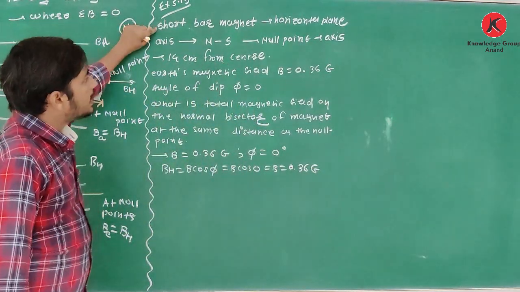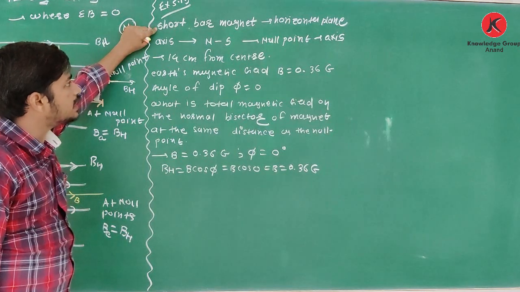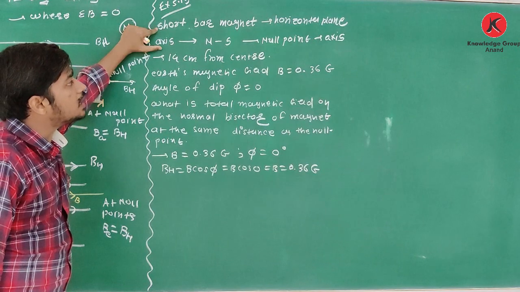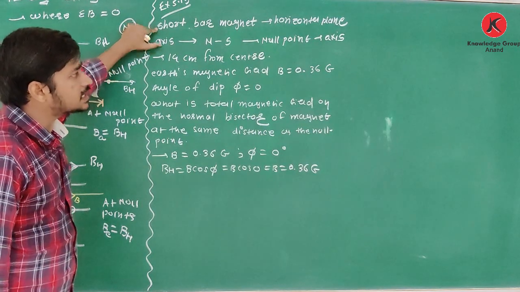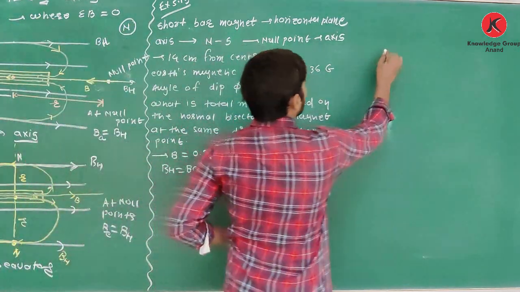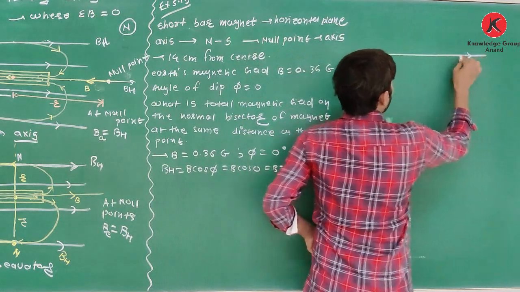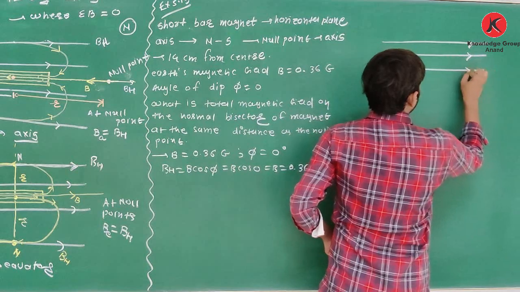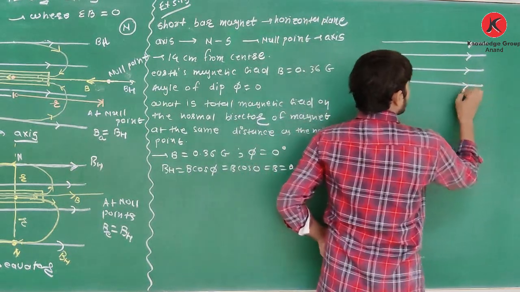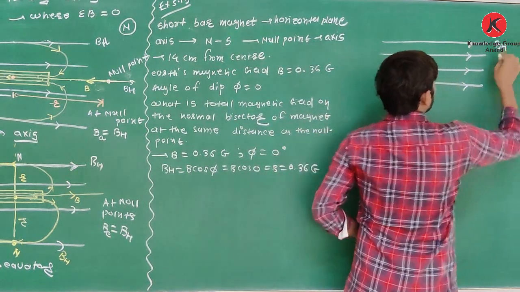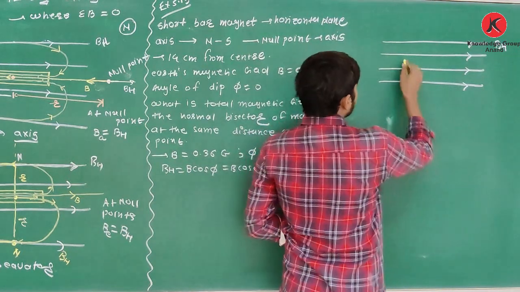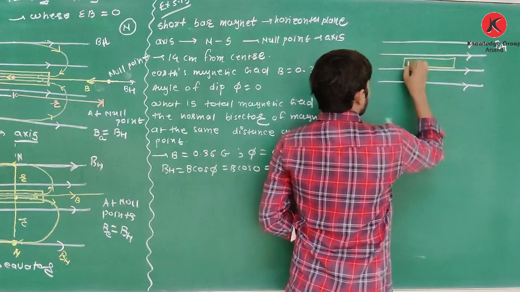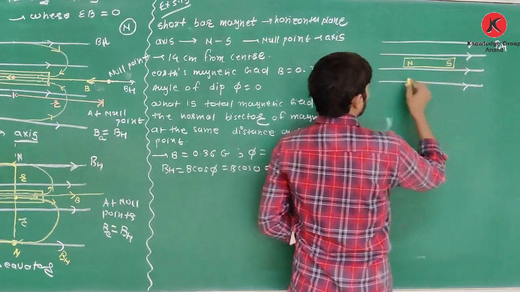Now, the short bar magnet is placed in a horizontal plane such that its axis is coinciding with north and south, and null points are obtained on the axis. Again I will draw the figure. See, here it is horizontal. Component of magnetic field BH in this direction. Magnet is placed like this. It is north pole and it is south pole.